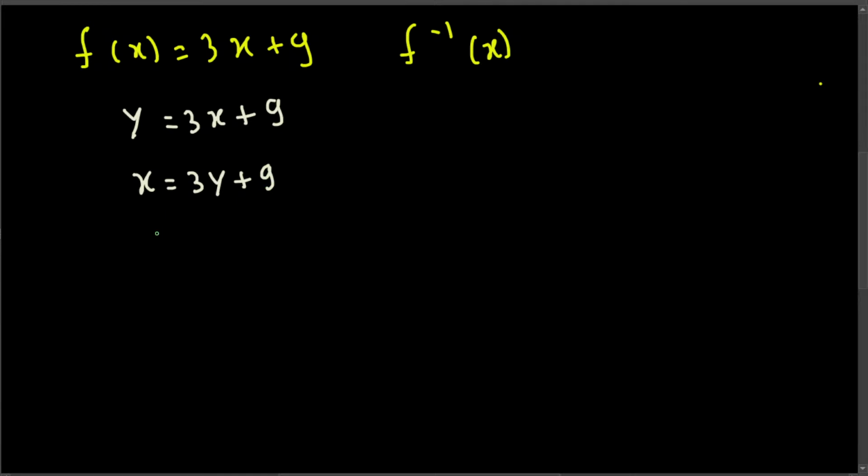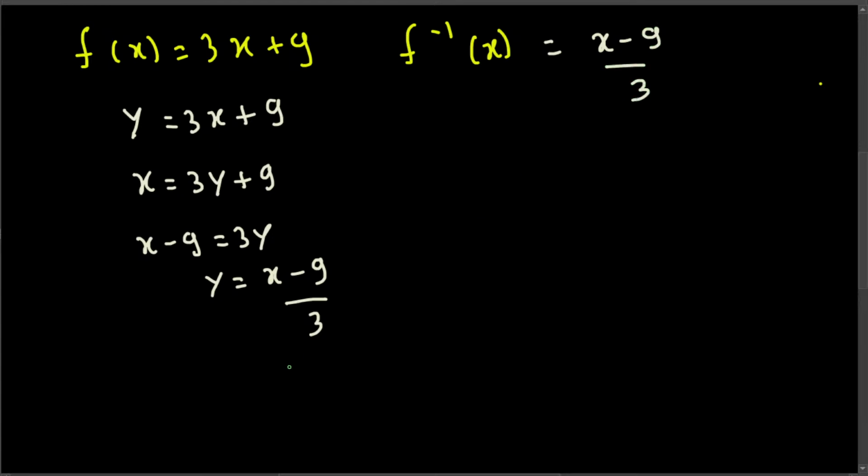So if we solve for y, this is going to be x minus 9 is equal to 3y. Therefore y is going to be equal to x minus 9 divided by 3, and that's our inverse function. f of minus 1 of x is going to be equal to x minus 9 divided by 3.